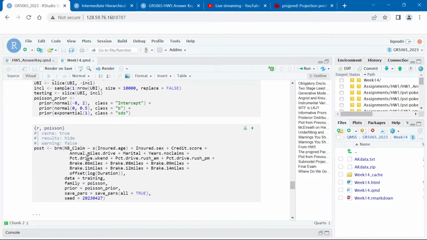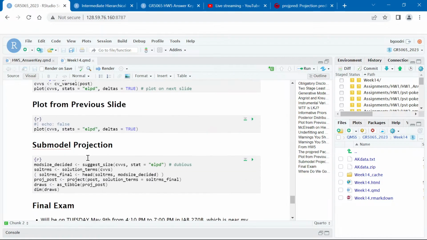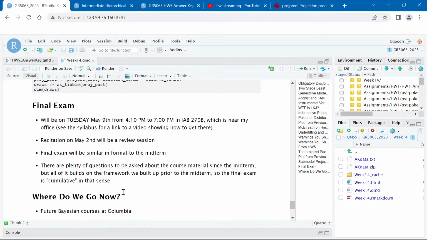Okay, so some stuff we're not going to have time to get to, in order to briefly mention the final. That's going to be on Tuesday, not this upcoming Tuesday, but the one after that. It will be from 4:10 to 7, not 6. It will be in IB 270B, not here. 270B is by my office, and there's a link on the syllabus that has a video for how to navigate the hallways in order to get down to the basement where my office is.